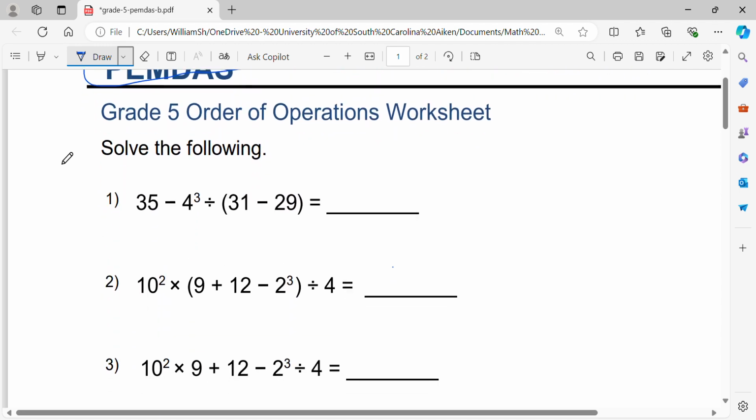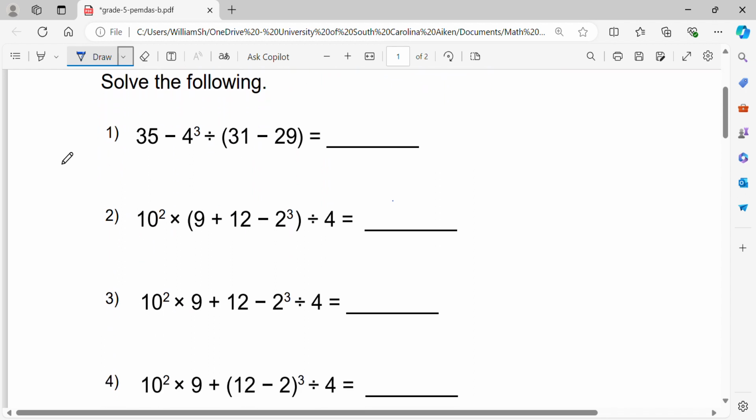Alright, so if we look at the example we have here, we have 35 minus 4 to the third power divided by 31 minus 29, that is in parentheses. The first thing that we would handle is what's in the parentheses, the 31 minus 29. So this is going to give us 35 minus 4 to the third divided by, now 31 minus 29 should give us 2.